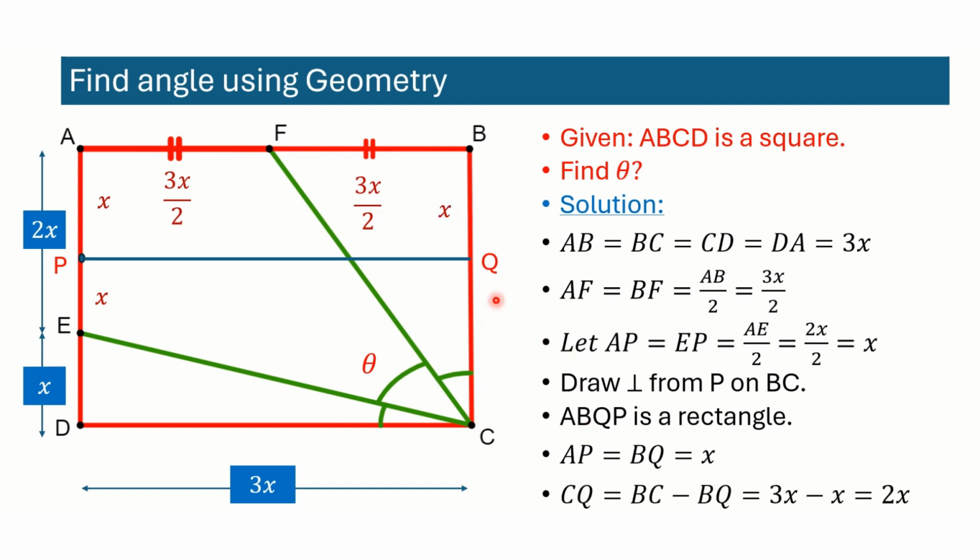Now what is CQ? This total length is 3x and this is x, so this will be 2x. So CQ is equal to BC minus BQ, that is 3x minus x, which is equal to 2x. So this length is 2x units.